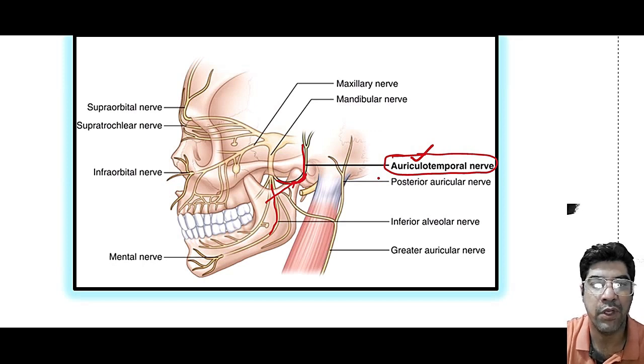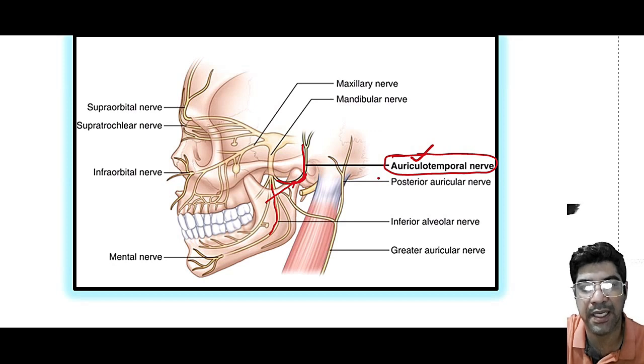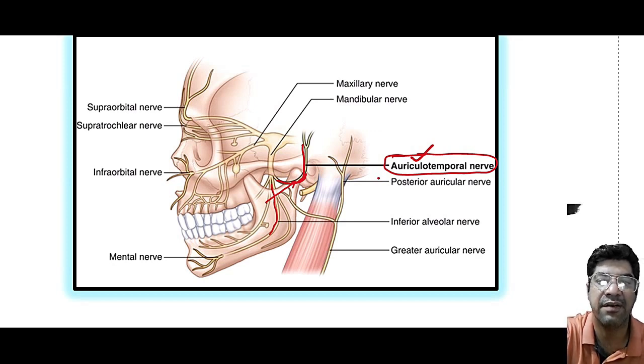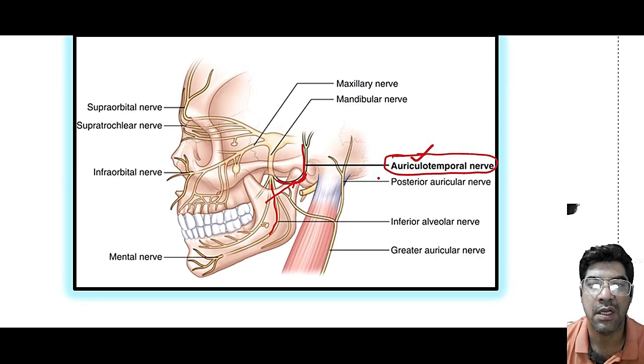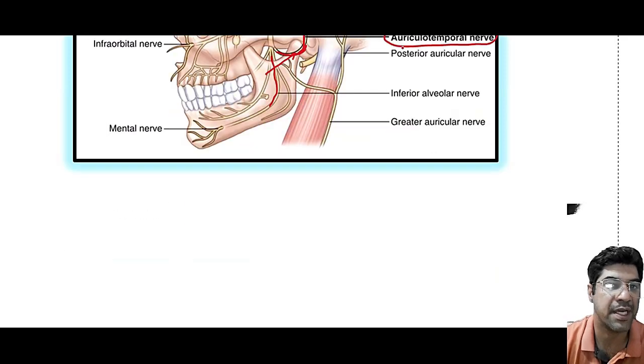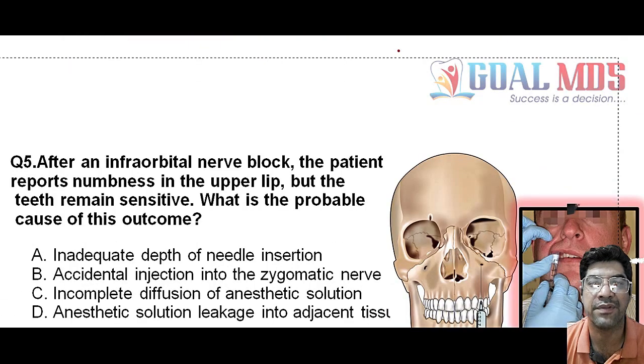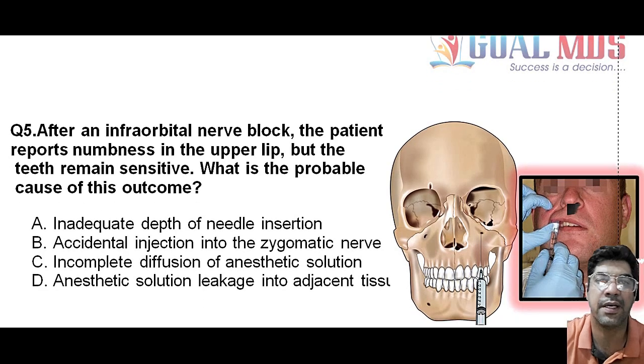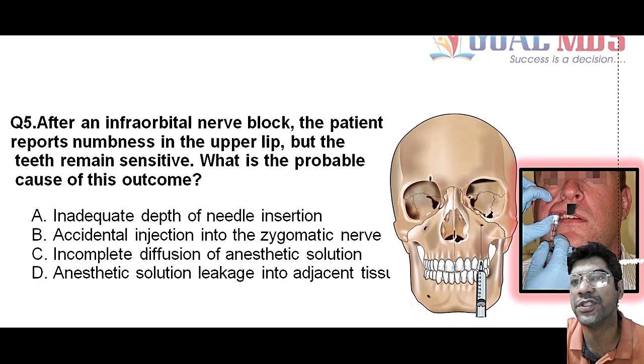We know that the auriculotemporal nerve provides sensory innervation to the external ear and skin over the TMJ. So when this nerve is affected, what will you see? That will cause paresthesia in the ipsilateral ear, the same side of the ear, and posterior one-third of the tongue. So your answer is auriculotemporal nerve. Hope the answer is clear now. Moving to the next question.